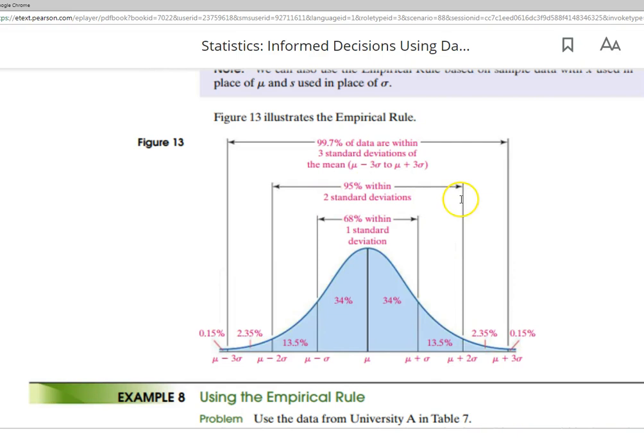2 standard deviations either way, you have 95% of the data. And if you go 3 standard deviations, within that range, 3 standard deviations either above or below, you have 99.7% of the data. So what are we talking about when we say standard deviations one way or another?